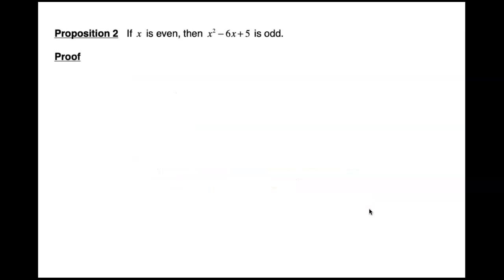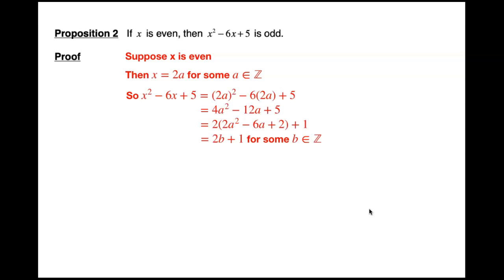Proposition 2 is similar, but might not be as obvious. If x is even, then x squared minus 6x plus 5 is odd. We're going to go through exactly the same kind of steps. Suppose x is even, then x equals 2a for some integer a, and I can substitute x equals 2a. Because this time it's a little longer, I decided to nicely align the equal signs vertically. x squared minus 6x plus 5 equals (2a) squared minus 6 times 2a plus 5 equals 4a squared minus 12a plus 5.